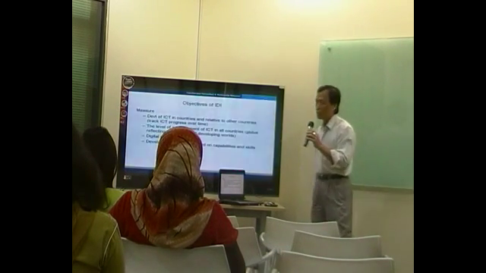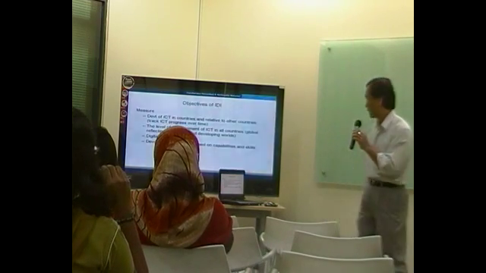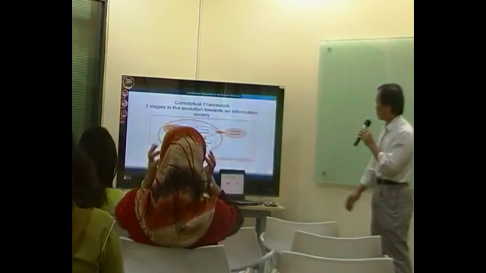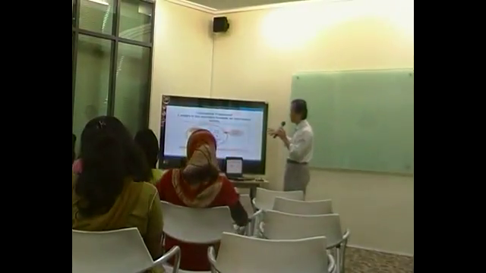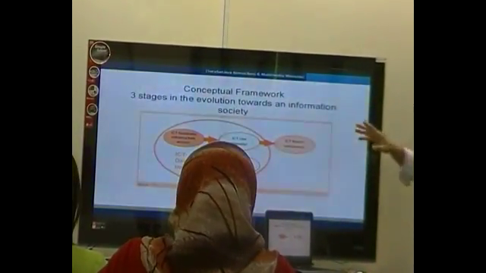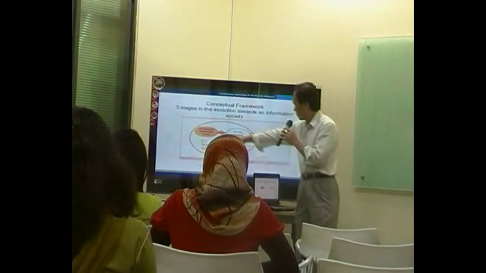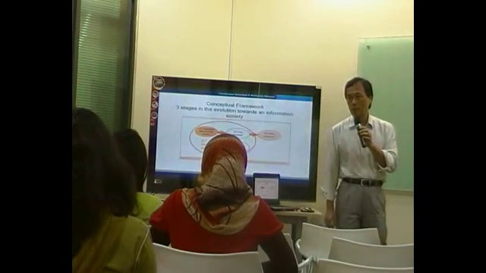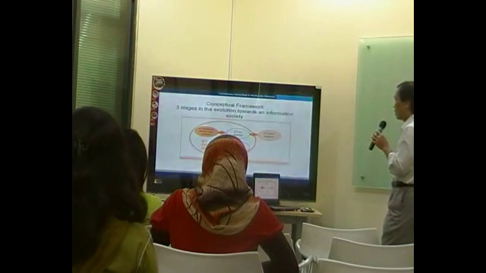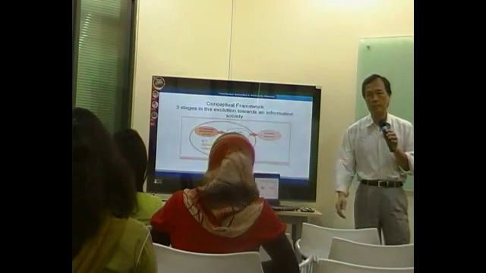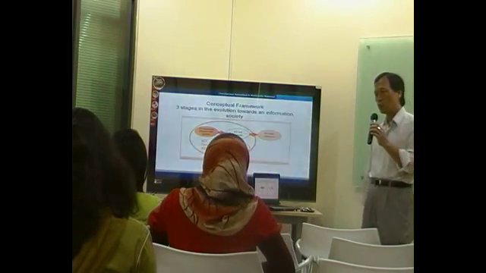Now, measuring potential is something very troublesome to say the least. This is a conceptual framework that's been used in OECD and the partnership. They are talking in terms of three stages in an evolution towards an information society. The three stages are, number one, ICT readiness. How ready are you? How network ready are you? And not only that, what is the access to that network readiness? So that is one measure.